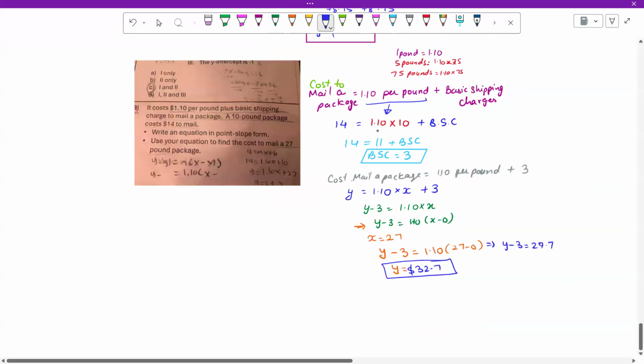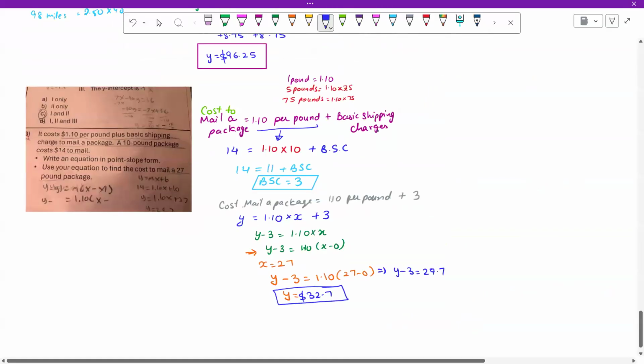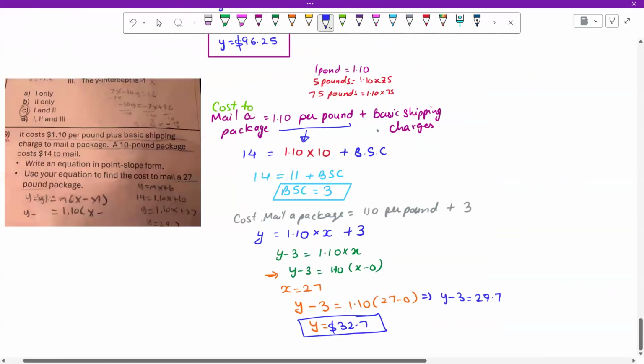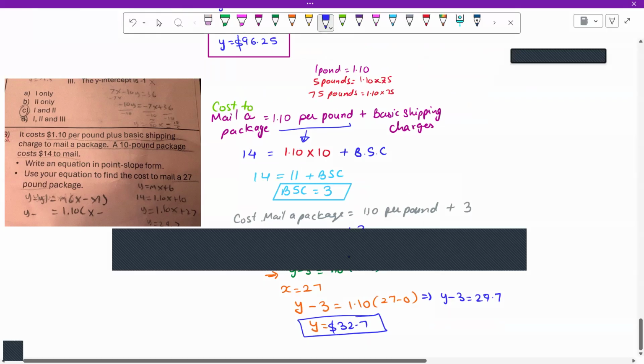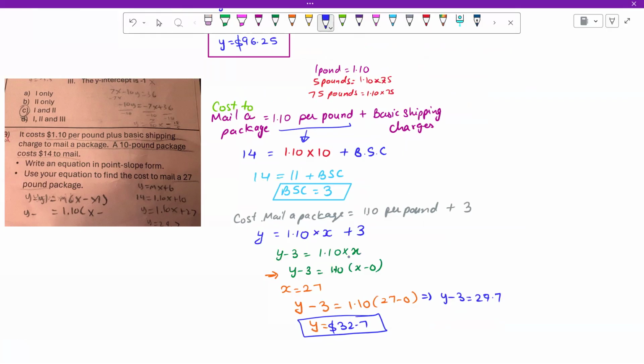So basically, in the whole thing, we can make the equation in slope intercept form. You can convert it into point slope form by just taking this intercept to the y side. That's all. Would you like me to summarize this question? Okay. So it costs this much plus this much to mail a package.